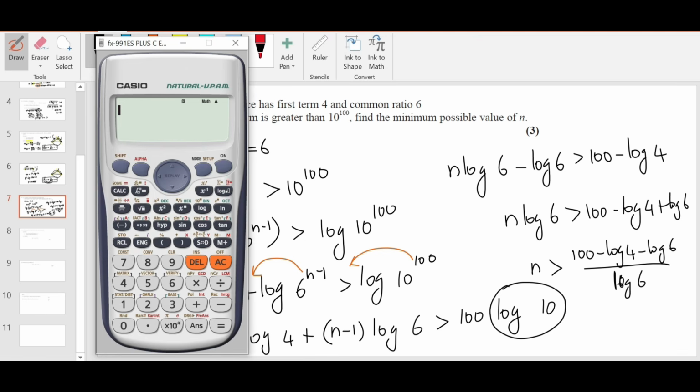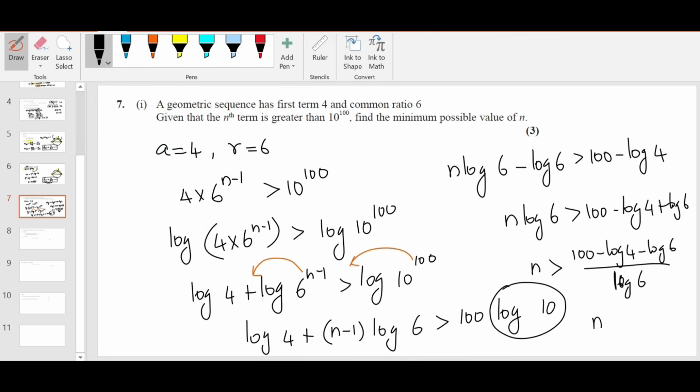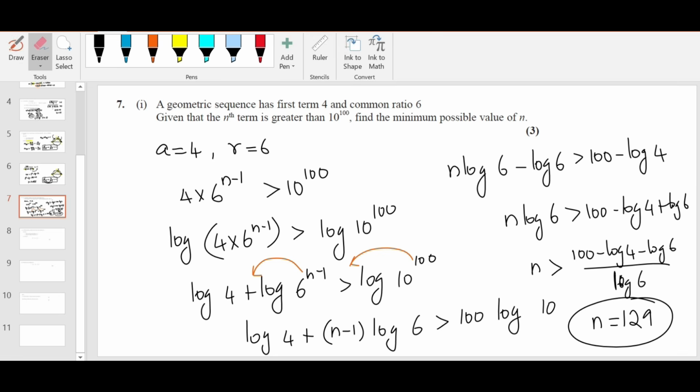Now we need to find this value. 100 minus log 4 plus log 6 divided by log 6. I got 128 point something. Always round up. So n is equal to 129 is the answer. That's all. It's a 3-mark question. A lot of working for 3-mark question. Let's move on to the double I now.